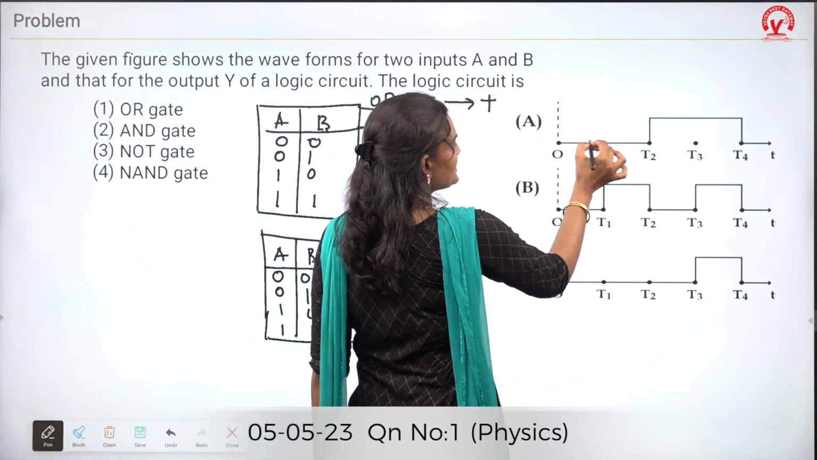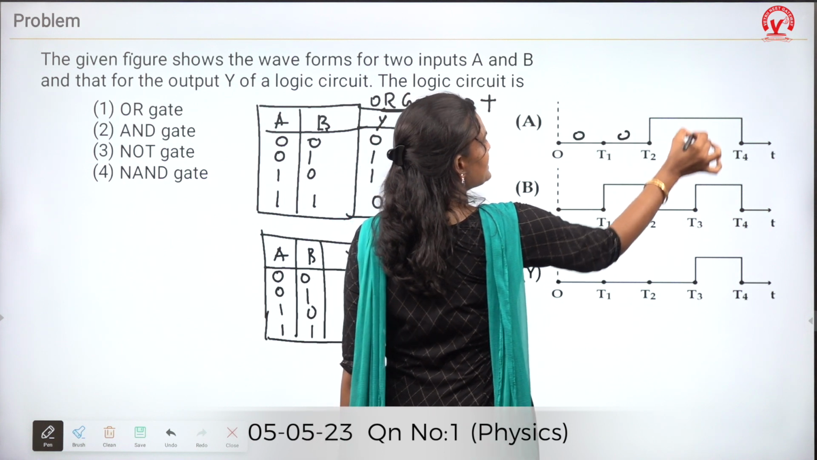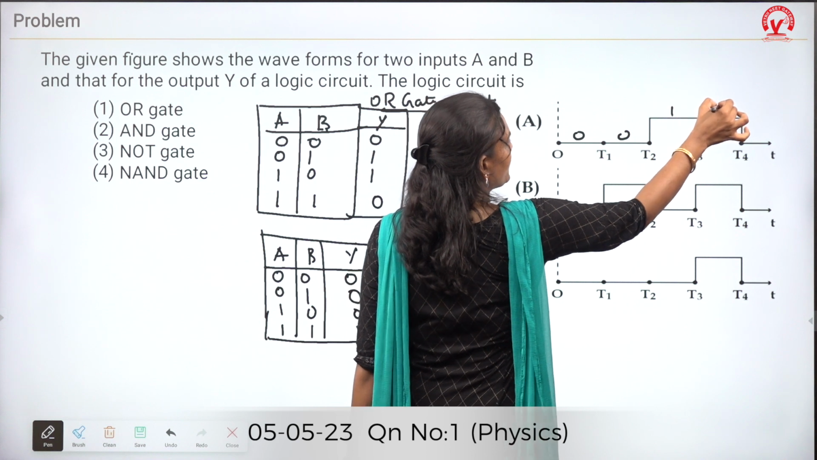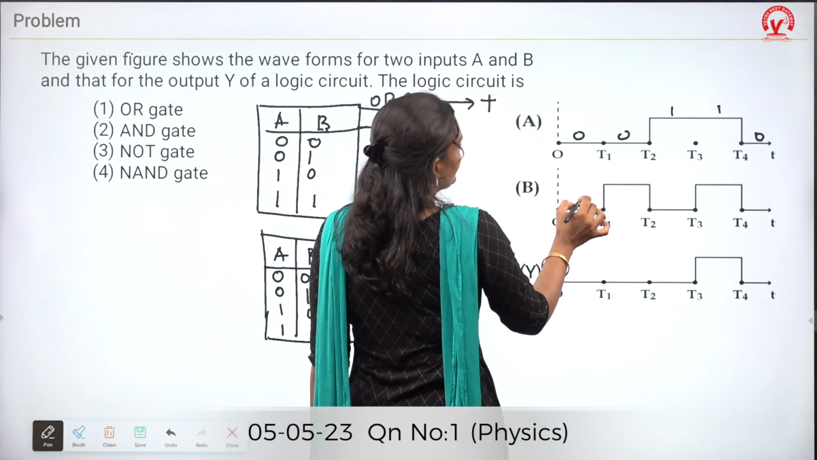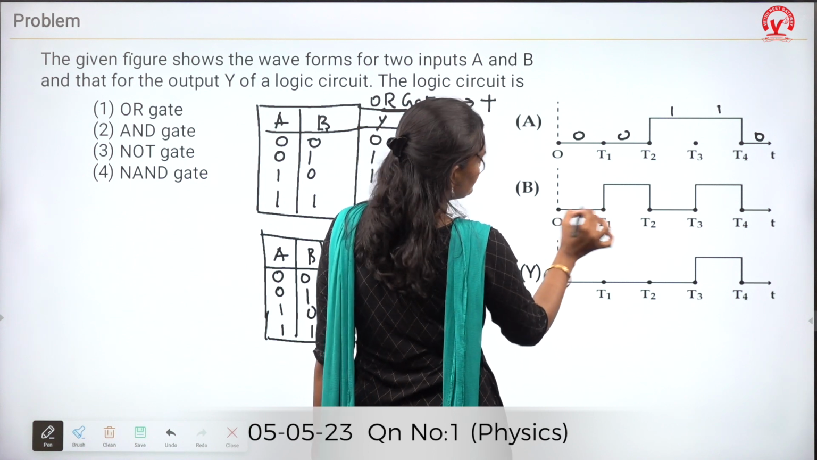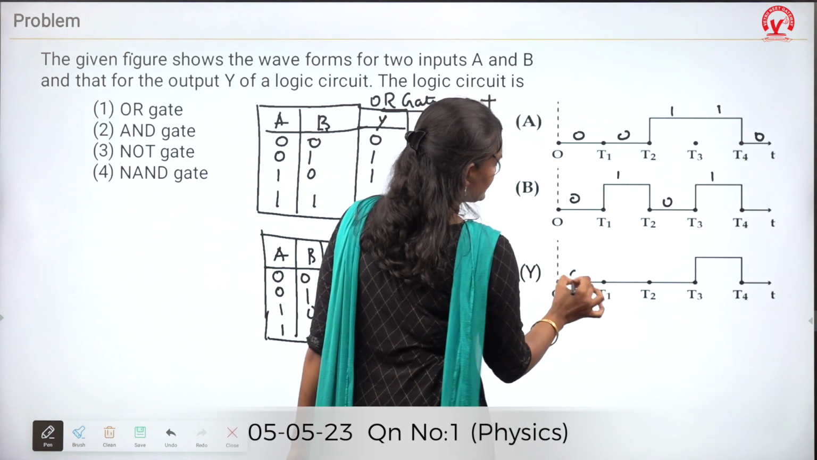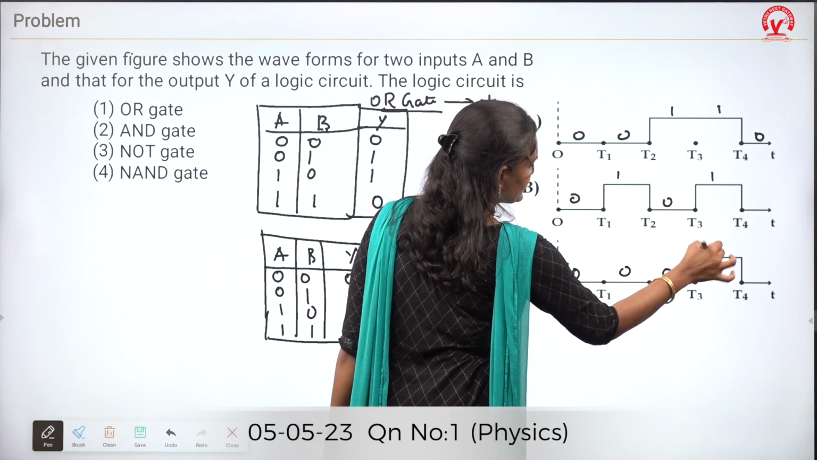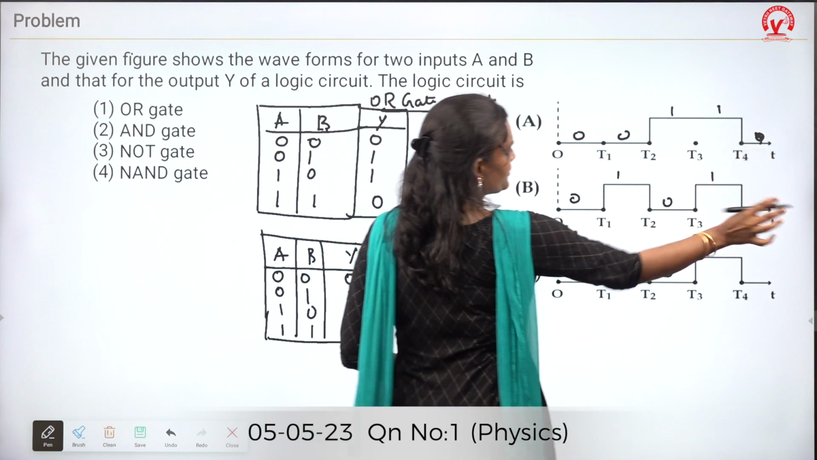This is a low signal, so this is 0; this is low, 0; this is a high signal, so 1; and this is low, so 0. Now here 0, low signal 0, then 1, 0, 1, and this is 0, 0, 0, low signal, and this is 1. What is the output they are asking?